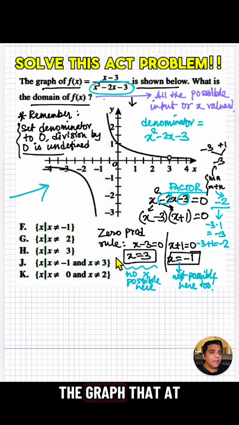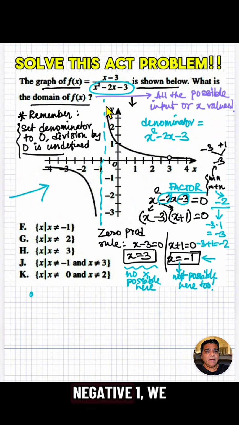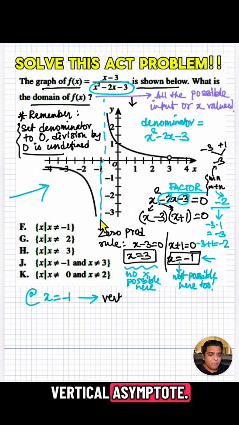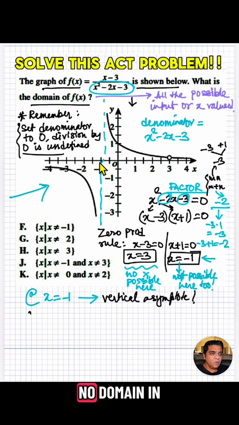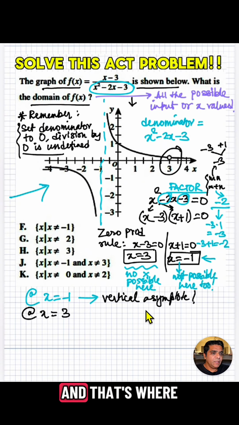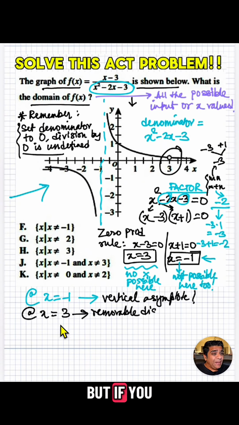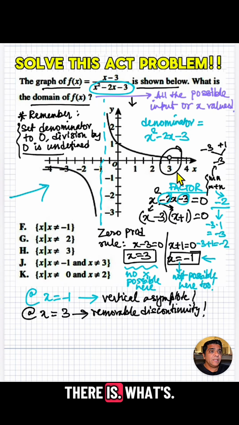Now clearly we can see in the graph that at x equals -1, we do have a vertical asymptote. That's where the graph is not crossing, so there is no domain at -1, and that's where the asymptote is. But if you notice at x equals 3, there's a hole here.